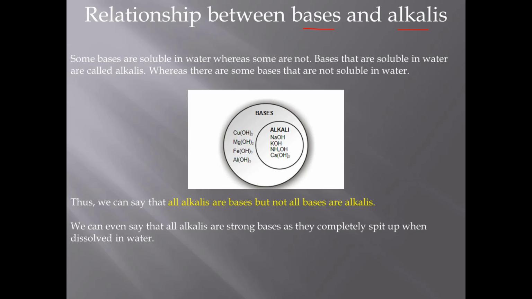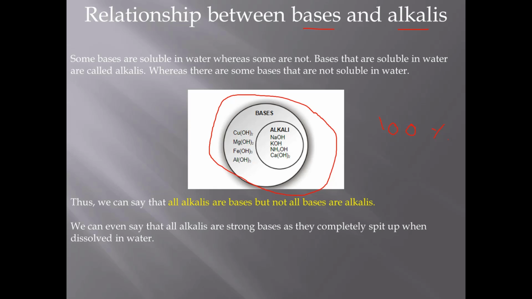Now let's move to our next topic, that is the relationship between bases and alkalis. And here alkalis is an important term. Some bases are soluble in water whereas some are not. Among all these bases, some are 100% soluble in water, completely soluble, but some are not. They are partially soluble. Now the bases that are soluble in water are called alkalis, whereas there are some other bases that are not soluble in water, and the diagram below shows it completely.